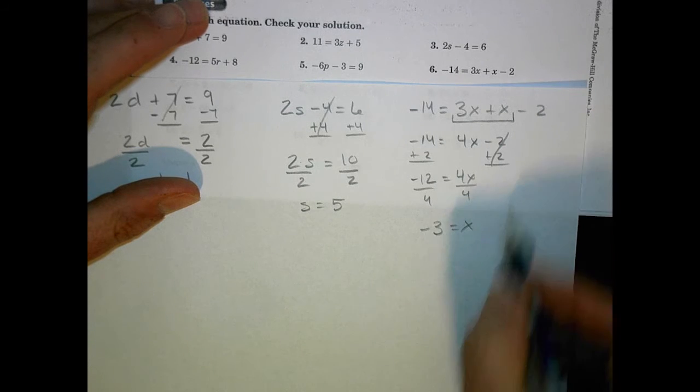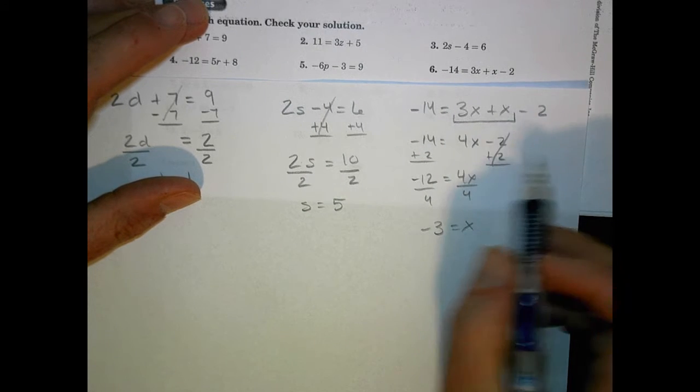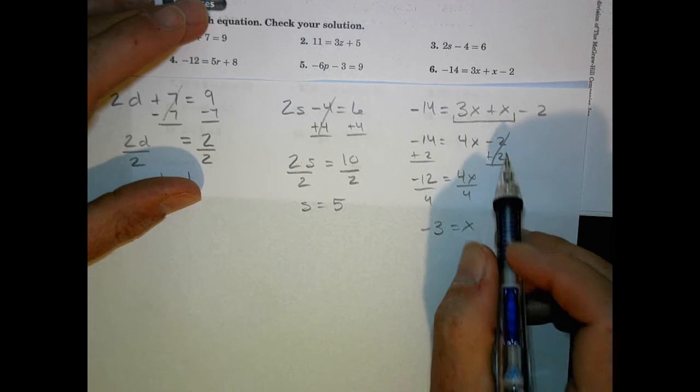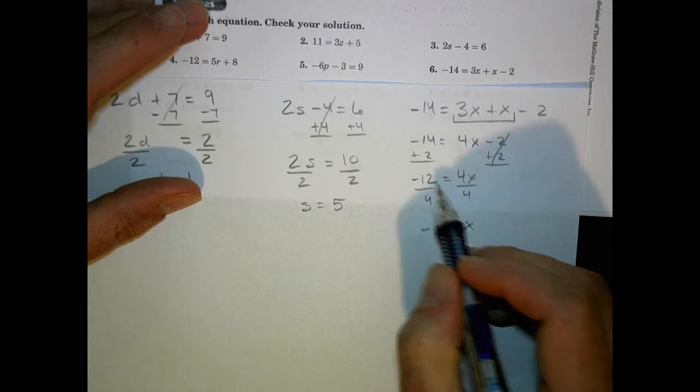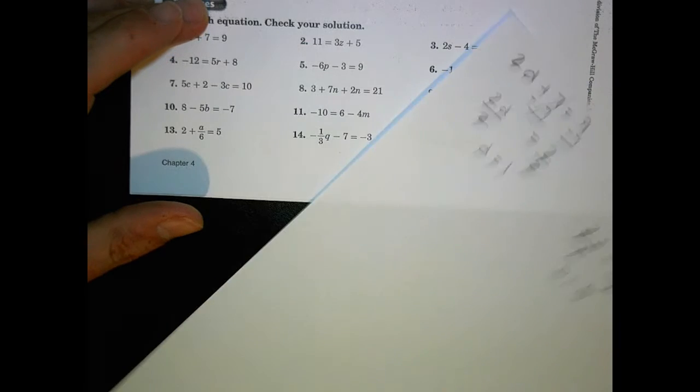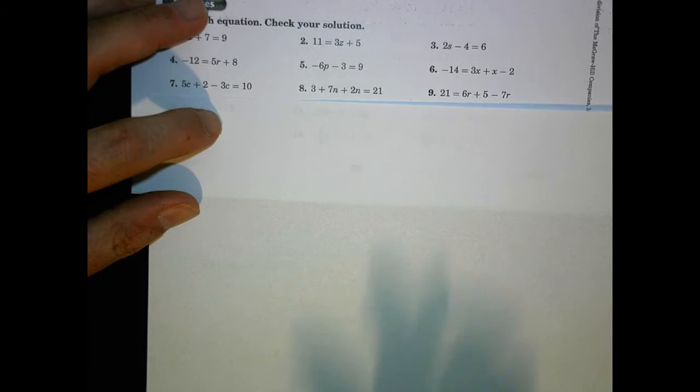And again, I could plug that back in and check it out. The place where you're going to probably make some mistakes, you need to be careful about making mistakes, is just in the computation. Adding, subtracting negative numbers, dividing and multiplying negative numbers. Just be careful with that. Let's look at number 8 real quick.